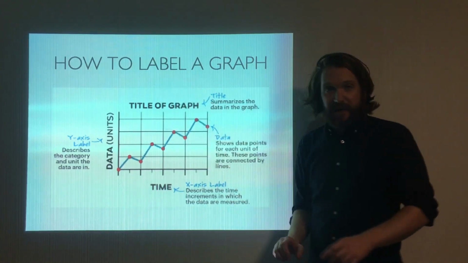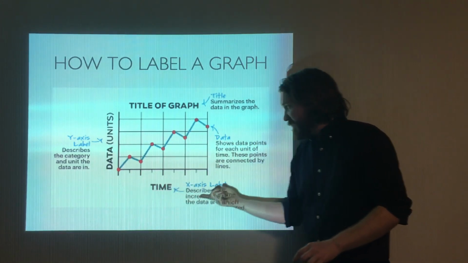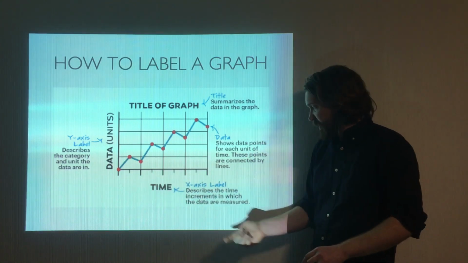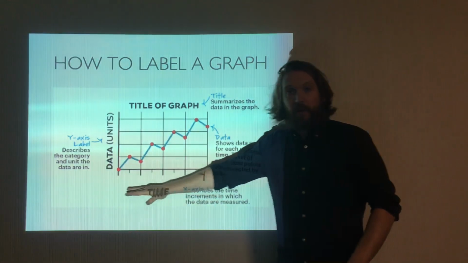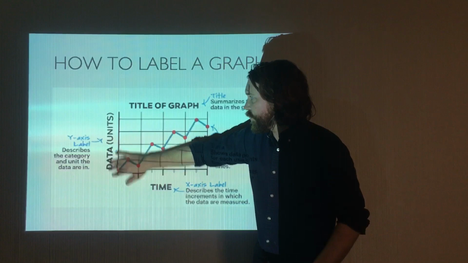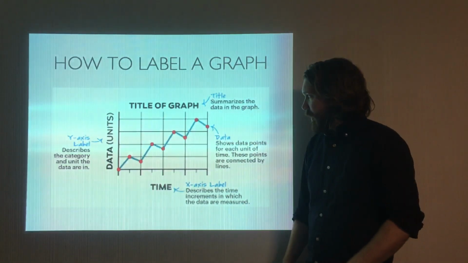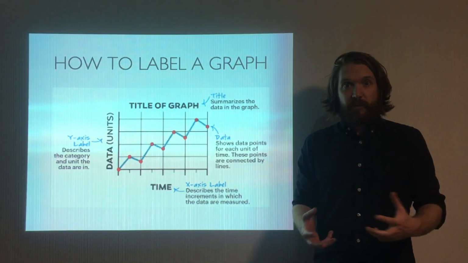Here's your title. It's always at the top. This summarizes what's going on. This again on the bottom is your x-axis. Here, this is going to be time. As we'll see in a minute, time always goes on the x-axis. Always, always. And here is your y-axis. It's always important to label what we're looking at. We need to label units.